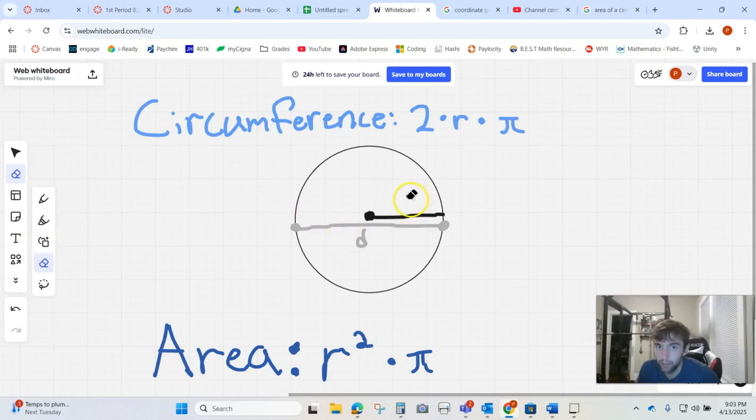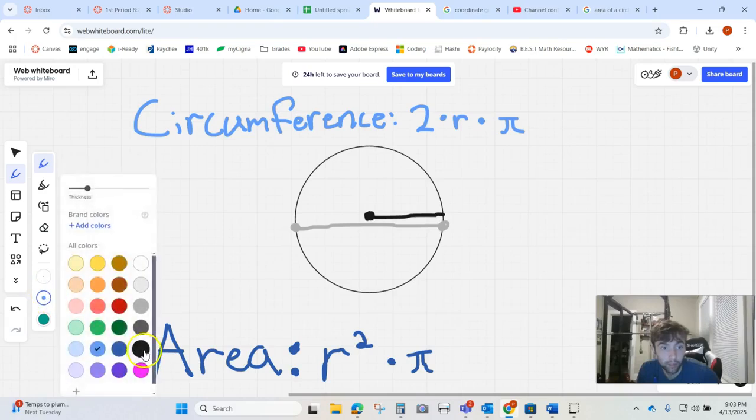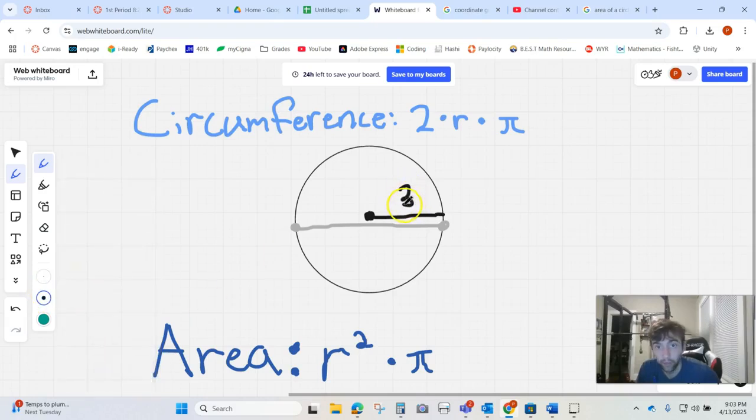Let's say the radius of this circle is 3. So let's write 3. If the radius is 3, now easy peasy pop quiz. What's the diameter? If the radius is 3, what's the diameter? 3, 2, 1, go. Nice. Yep, absolutely right. I knew you'd get it. It is 6.